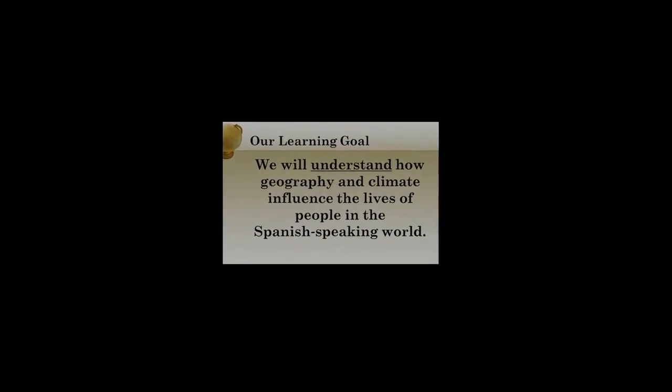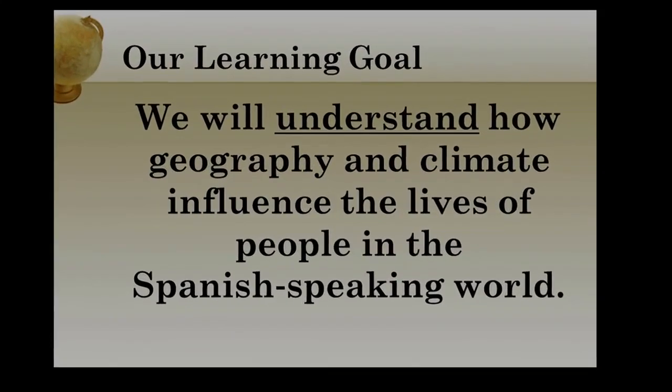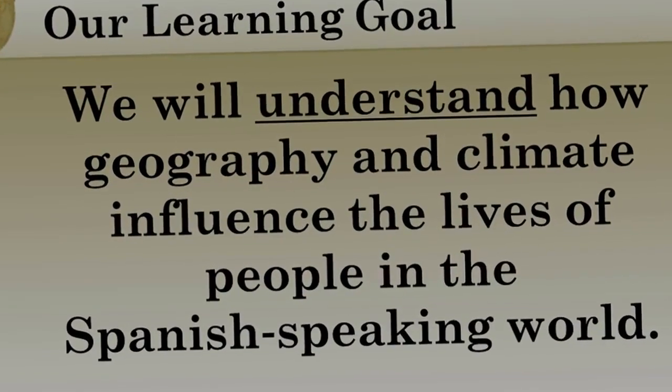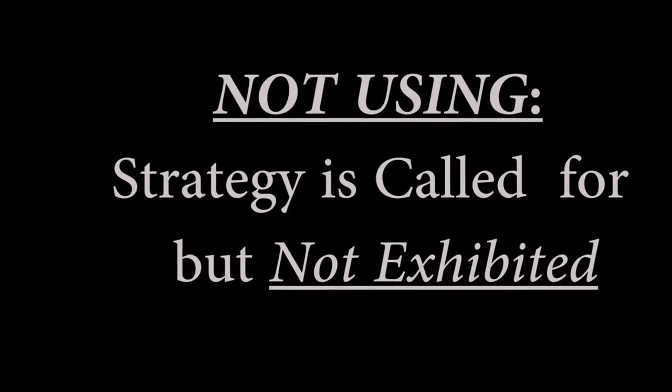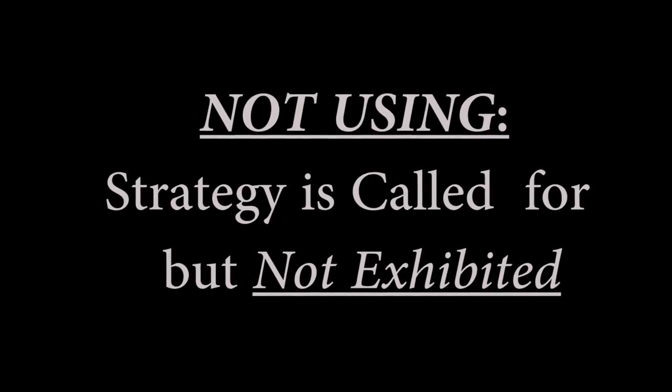The learning goal in the lesson you're about to see is students will understand how geography and climate influence the lives of people in the Spanish-speaking world. This first clip is an example of not using on the performance scale. The strategy is called for, but not exhibited. Mr. Diaz is transitioning between activities and makes no reference to the learning goal.